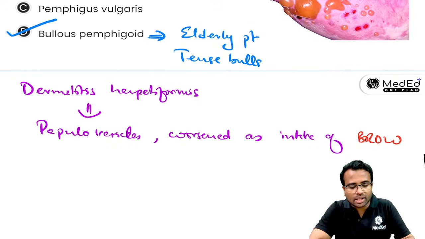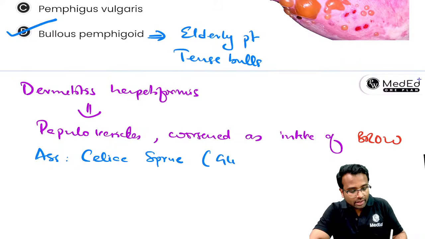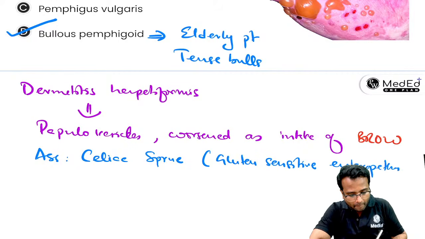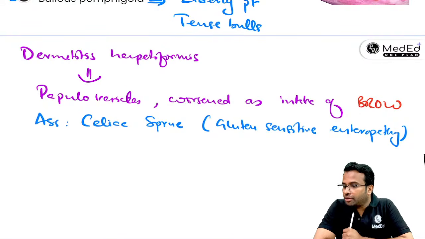Now, what is the disease association with dermatitis herpetiformis? This is associated with celiac sprue, or gluten sensitive enteropathy. So that is called dermatitis herpetiformis.